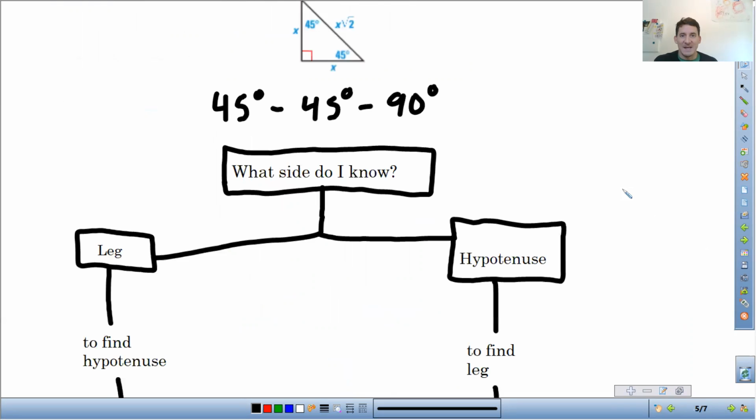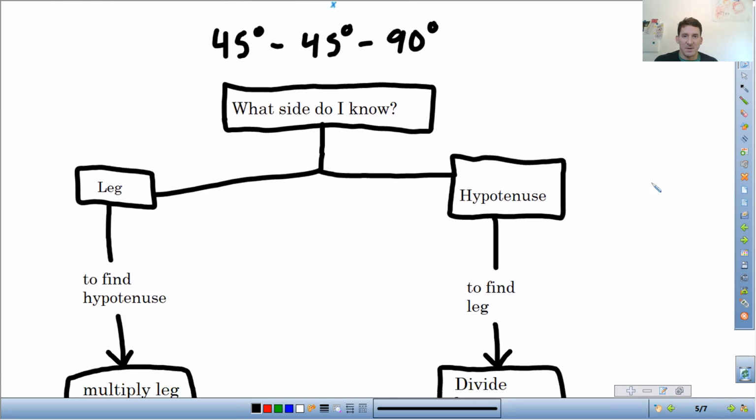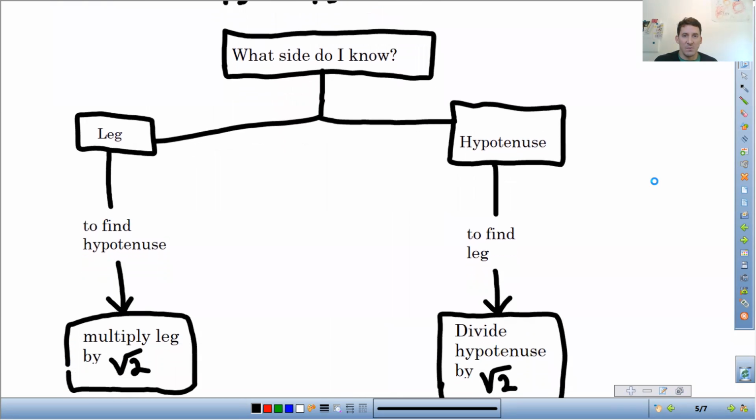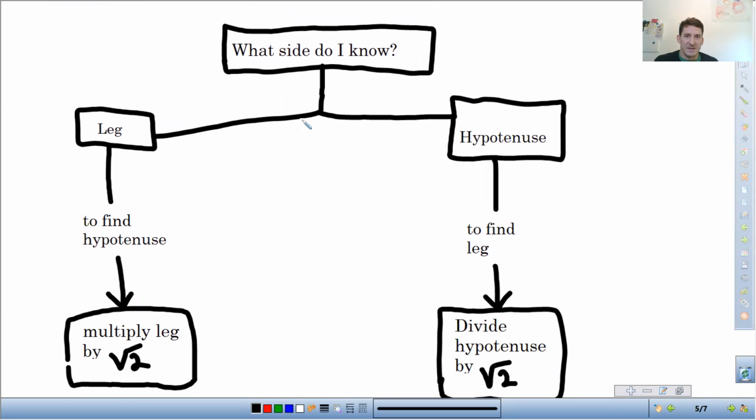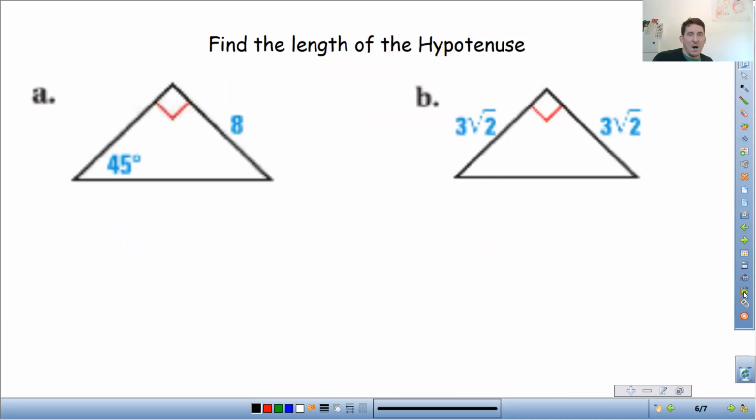I have this handy flow chart. I'm going to see about getting this posted to Google Classroom, so if you want to use it, you can find it there. Basically, it's just for a 45, 45, 90 triangle. What side do you know? If you know a leg, find the hypotenuse by multiplying the leg by the square root of 2. If you know the hypotenuse, to find the leg, you divide the hypotenuse by the square root of 2. So let's look at some examples.